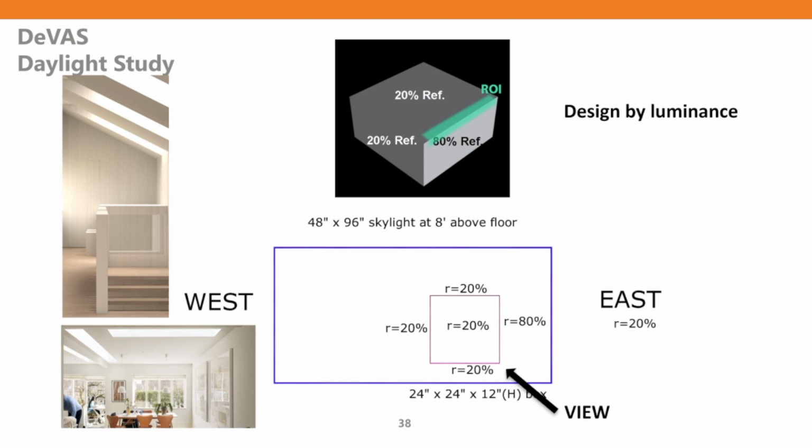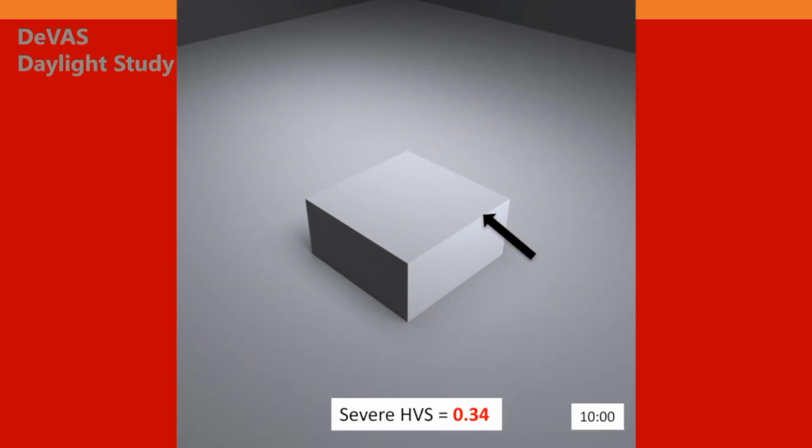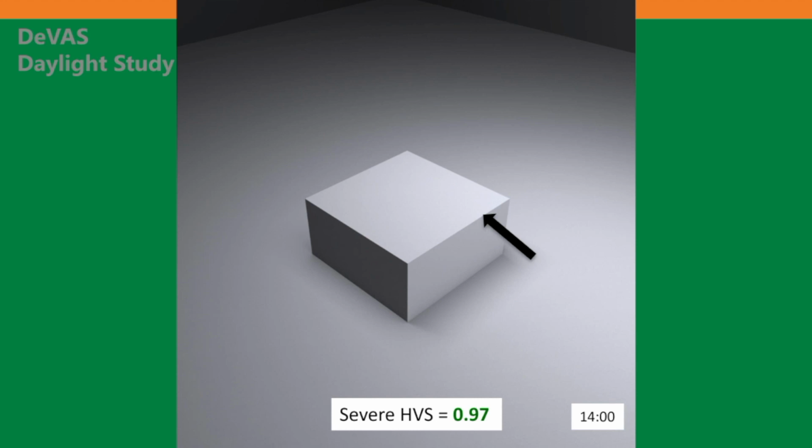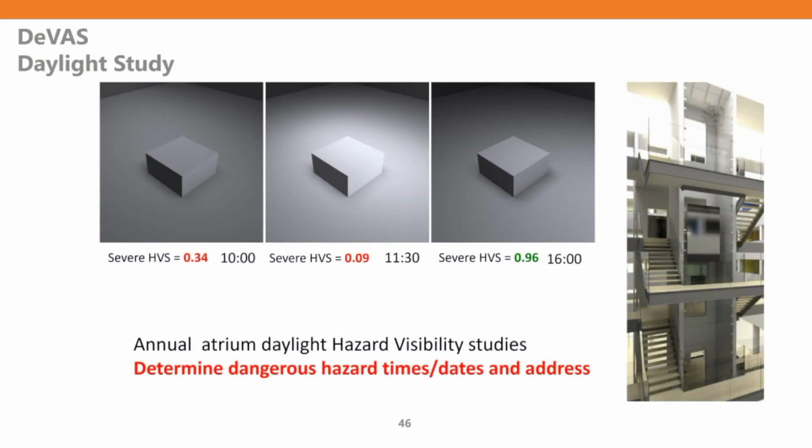So here's a daylight study because we want some daylighting here. Same box, I put the skylight above it. Here we go. This is at 11 o'clock. At 11:30, that edge is completely invisible. Remember, 20% reflection on top, 80% reflection on the side. Keep going. Bam, we got it, right? So only during the afternoon with this staircase, potential staircase, be safe.